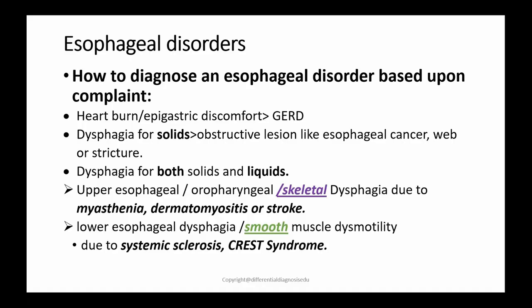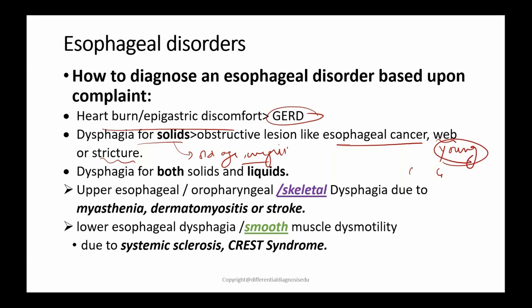If the patient is presenting with heartburn and epigastric discomfort, think about GERD. Common things are more common. Dysphagia to solid food, old age, weight loss, think about cancer. If it is a stricture or web, think the patient will be young with a history of chronic GERD. Dysphagia to both solid and liquid food suggests a motility disorder. Think about achalasia.